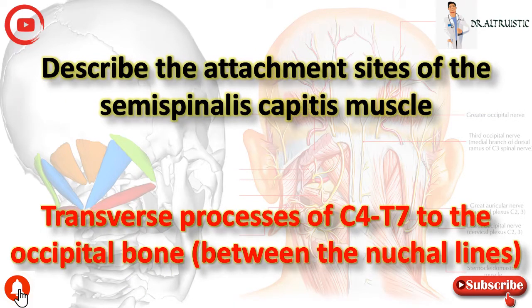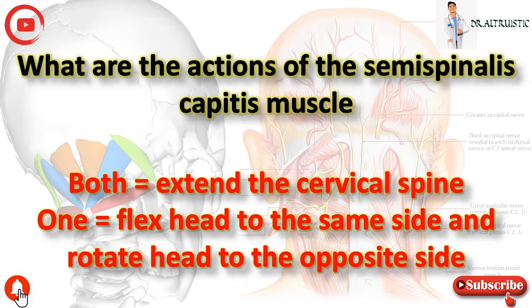Describe the attachment sites of the semispinalis capitis muscle. Transverse processes of C4-T7 to the occipital bone, between the nuchal lines. What are the actions of the semispinalis capitis muscle? Both equals extend the cervical spine. One equals flex head to the same side and rotate head to the opposite side.